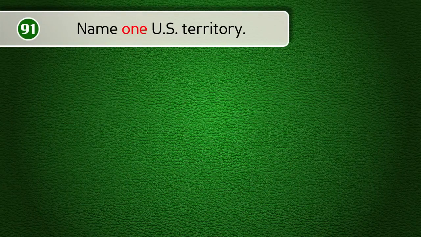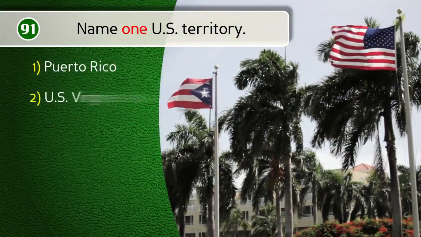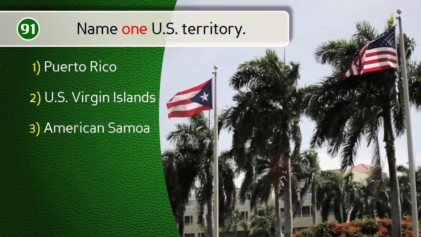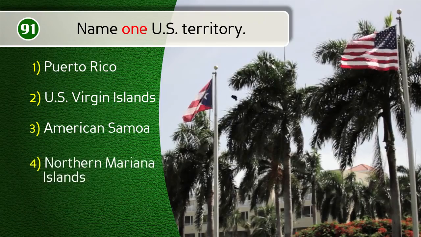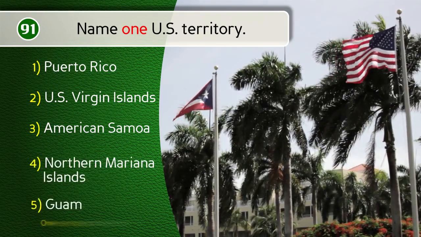Name one U.S. territory. Puerto Rico, U.S. Virgin Islands, American Samoa, Northern Mariana Islands, Guam.